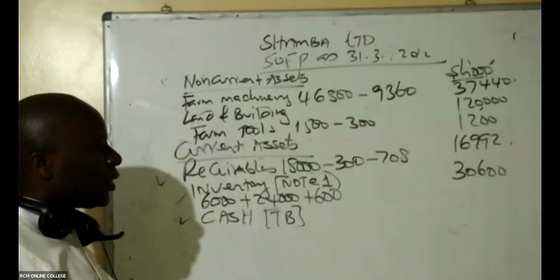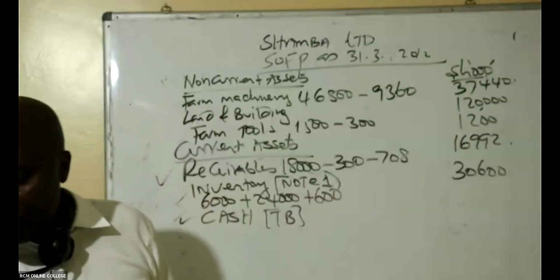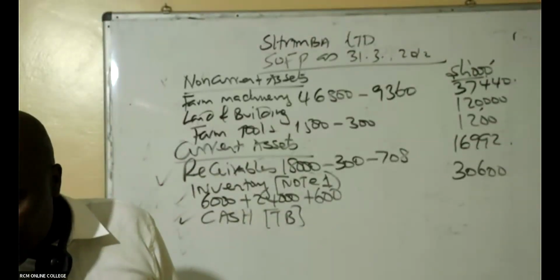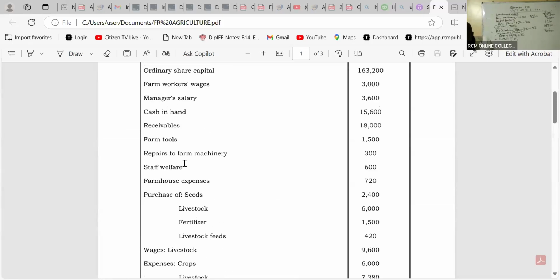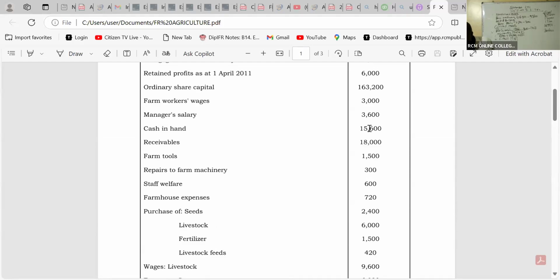Cash is a current asset in the trial balance. So the trial balance, are you able to see cash in the trial balance? Ladies and gentlemen, in the trial balance, we shall look for cash or the bank amount. So I can see cash in hand, 15,600. And that is something that I know all students here will forget, but I will never forget.